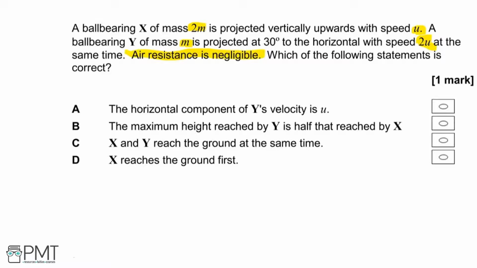Now, the interesting thing about this question is that actually the mass of the ball bearing shouldn't matter, because when you project any object up into the air, as shown in the question, it's subject to the same laws. It's subject to the same rate of acceleration due to gravity. You would use the same SUVAT equations, for example, the same equations of motion. What we're interested in is actually this u and 2u for the two ball bearings. Now, if we're projecting something at 30 degrees to the horizontal, let's just first draw a diagram for that.